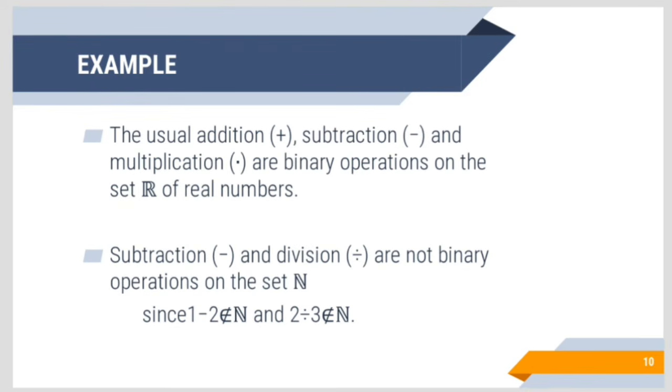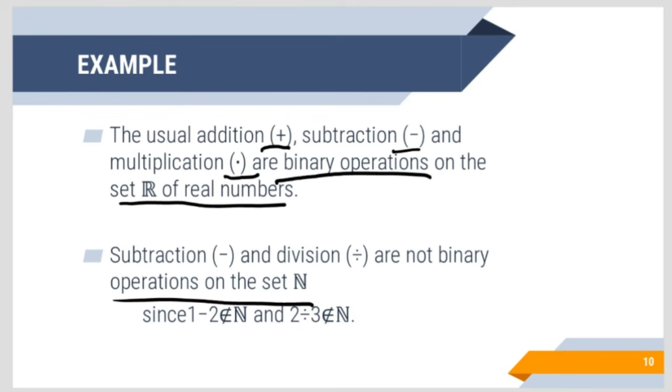So, for example, of course, the basic operations are binary operations, like addition, subtraction, and multiplication. They are binary operations because when you add two numbers, real number plus real number, the result is a real number. If you subtract, the same thing. When you multiply, the same thing. They are binary operations under the set of real numbers.